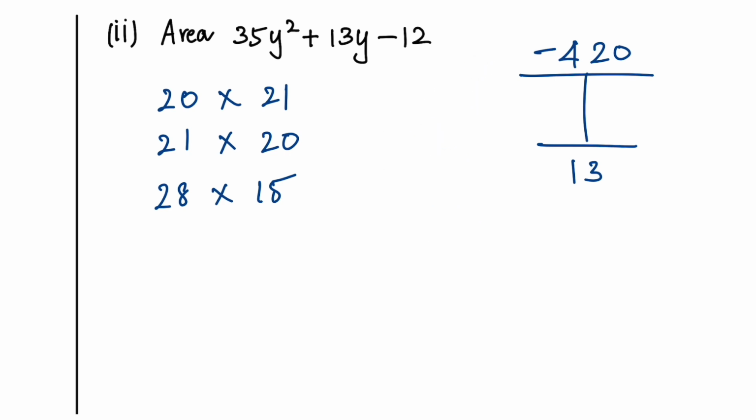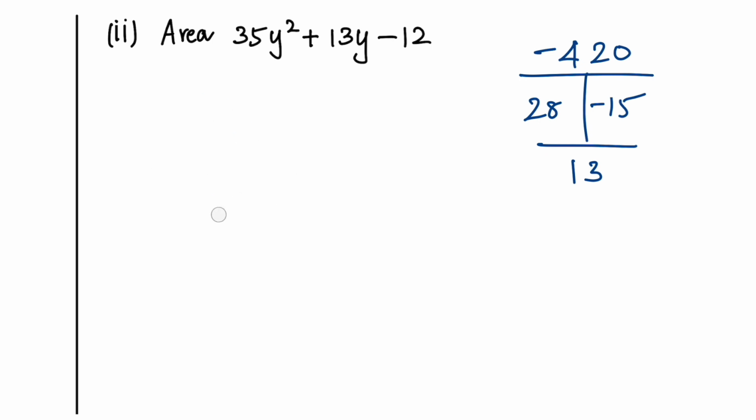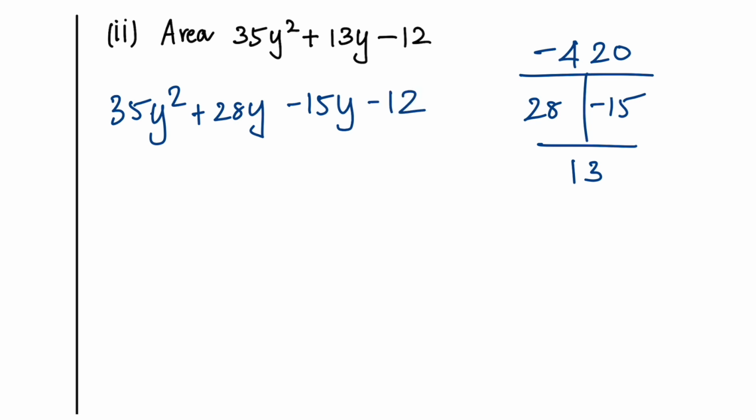Okay, 28 into 15 is 420, and if we have 28 minus 15, that gives you 13. So this can be one option. So 35y squared plus 28y minus 15y minus 12. Now from the first two terms, what is the number that can be taken as a common factor? 7 is a common factor, right?